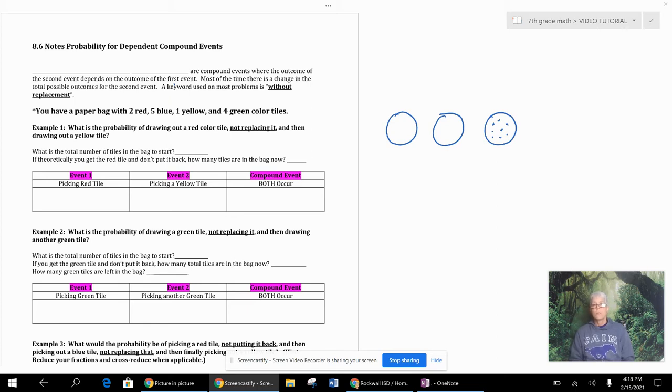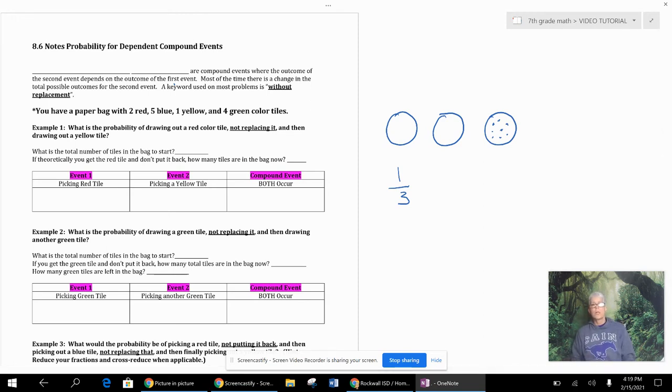Now, if I put these three cookies in a bag, what's the chance if you just reach your hand in the bag and you don't get to touch, you just have to grab the first one that your hand wraps around? What's the chance that you're going to get that chocolate chip cookie? Well, since there's three total cookies and one's a chocolate chip, the chances of you getting that chocolate chip cookie is 1 out of 3.